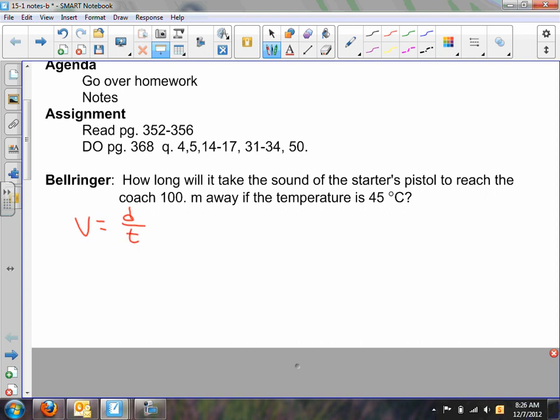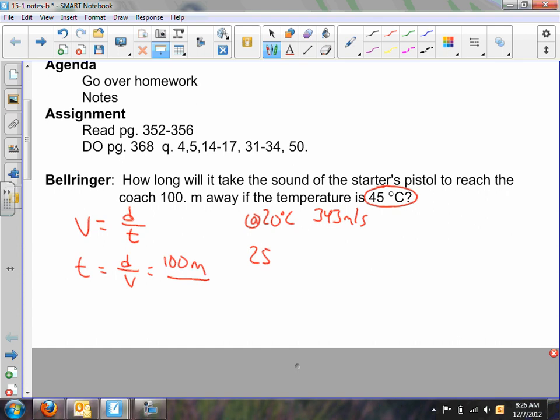We know velocity is distance over time, so time is distance divided by velocity. My distance is 100 meters. I just need to divide that by the speed of sound, which is normally at 20 degrees Celsius, 343 meters per second. But we're at 45 degrees.